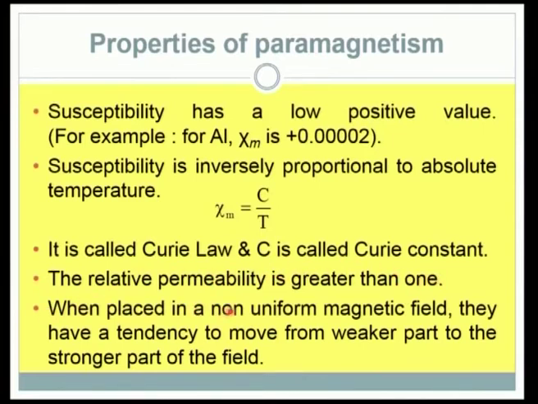When placed in a non-uniform magnetic field, they have a tendency to move from weaker part to the stronger part. This behavior is totally different from the diamagnetic. Diamagnetic moves from stronger part to weaker part, but paramagnetic moves from weaker part to stronger part. This is again based on the way in which they get magnetized.